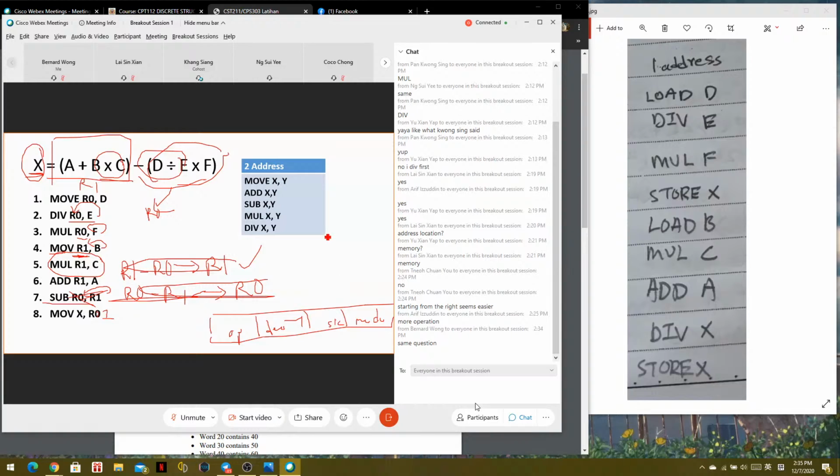Yep. What if, for step 4, we move the B directly to the X, so that at step 7 we can just move all the things into X, so we save one instruction?